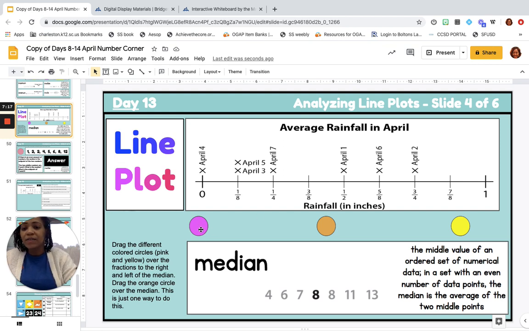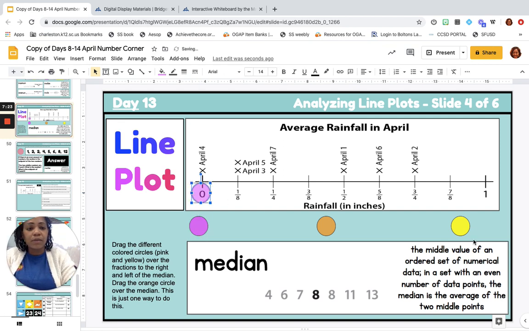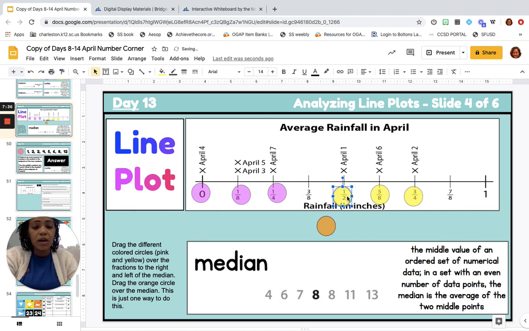It says drag the different color circles, pink and yellow, over the fractions to the right and left of the median. So here's a number that has an X on top, so you got to consider that. Here's a number. Here's a number. Here's a number. Here's a number. Here's a number. Oh no!